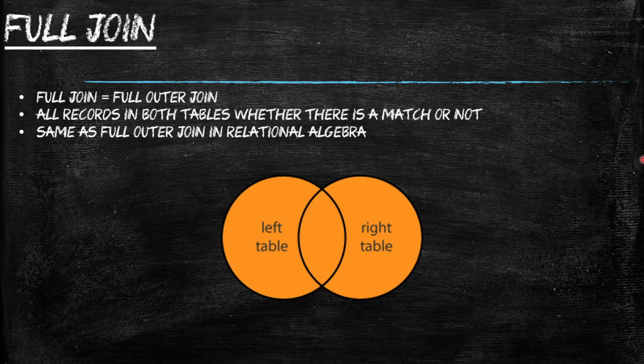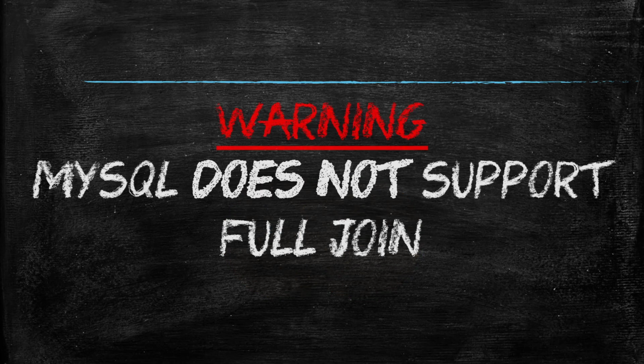So a full join. A full join is also called a full outer join. This is all records in both tables, whether there is a match or not. It's the same as a full outer join in relational algebra. So just as a warning, in MySQL, full joins are not supported. You have to do a left join and a right join and then union those two things together. That'll be the equivalent of a full join. So don't try to type this in. You'll get errors. You'd have to do a left and a right and union those two things together.